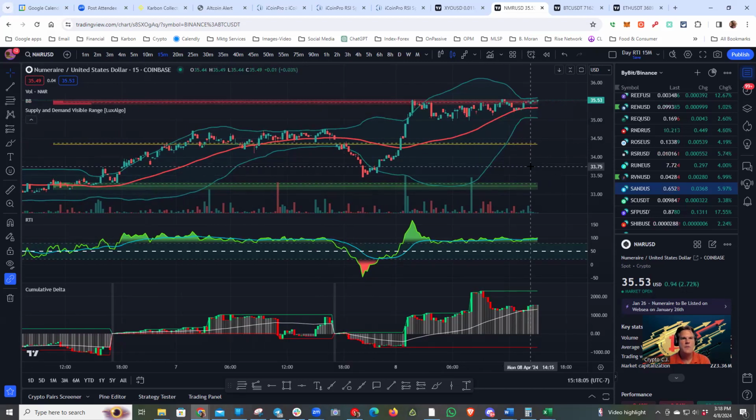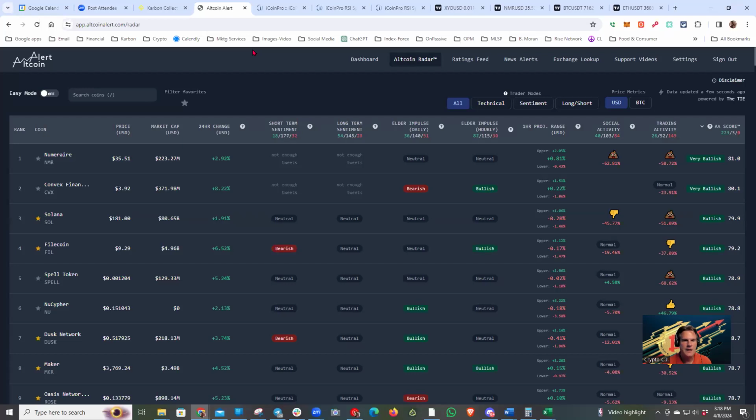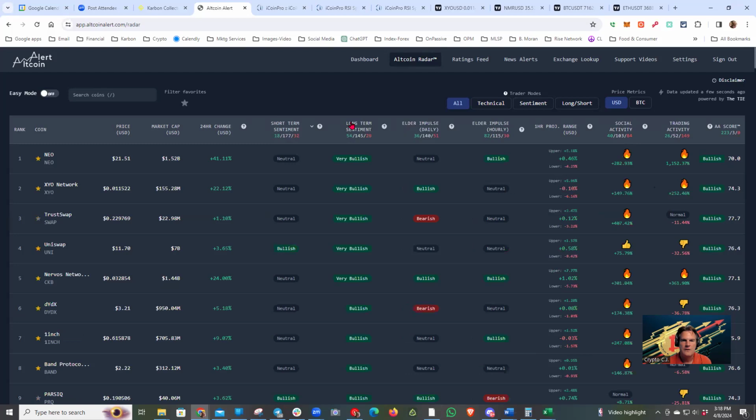Okay, any questions on Numer as a day trade? Okay. Let's go back to Altcoin Alert, and we'll do the long-term sentiment sort, this one here. And I like this one for my swing trades, where I'm looking to get a 5 to 10% move on a chart at 5 or 10x leverage.